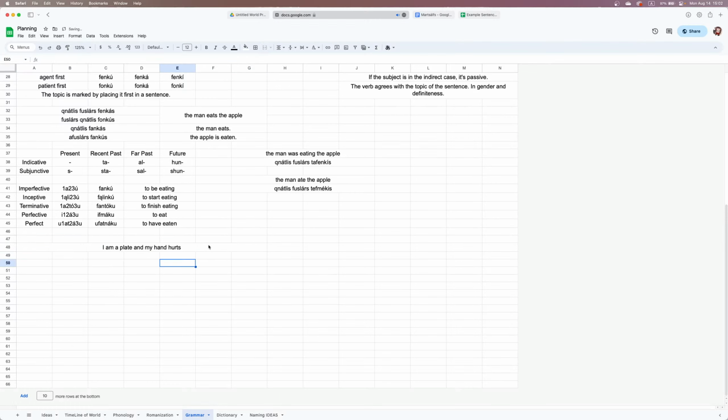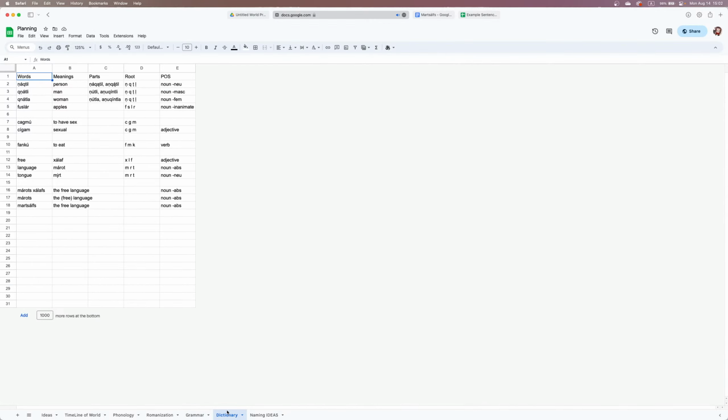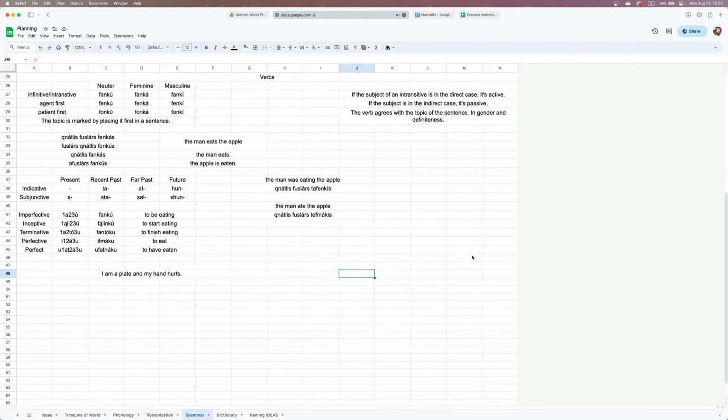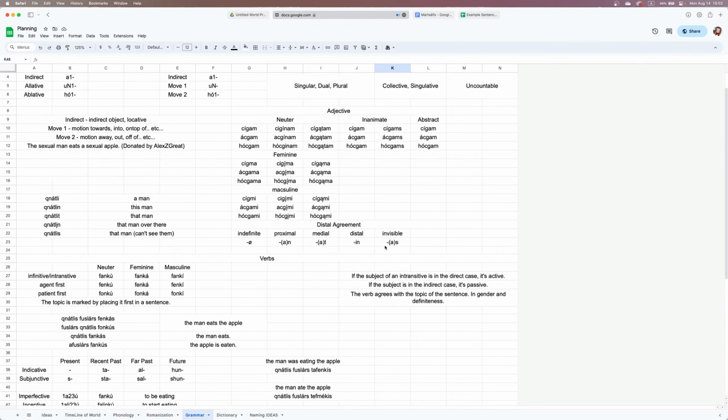I am a plate and my hand hurts. So I'm going to start by trying to translate this sentence. I'm also going to start by thinking up pronouns, because I realized when I saw this sentence, I never made pronouns for this language. No personal pronouns, none of that. So I'm going to have to think about that real quick.